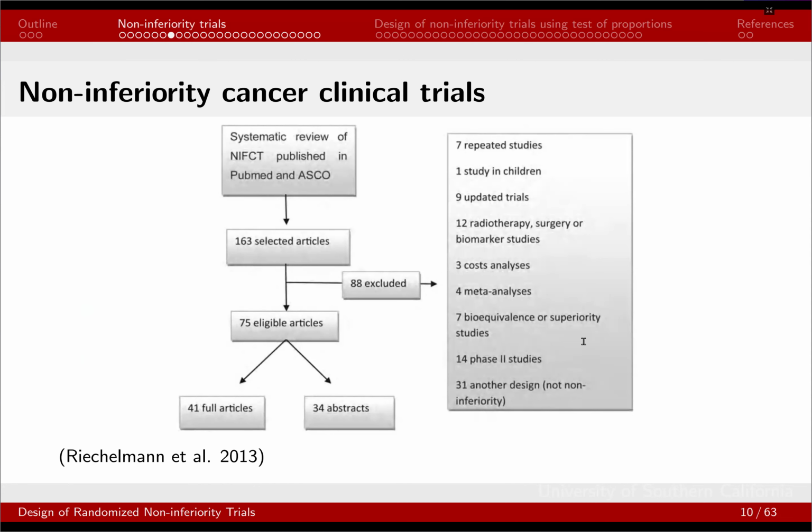Richelman et al. 2013 conducted a systematic review of non-inferiority clinical trials published in PubMed and ASCO, and they focused on cancer clinical trials, randomized phase 3 cancer clinical trials. They focused on adult cancer. They searched publications from the 10 years between 2001 and 2010. They found 75 eligible articles that met their inclusion criteria.